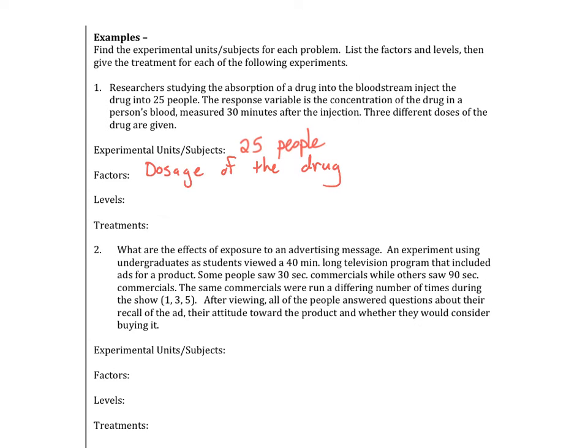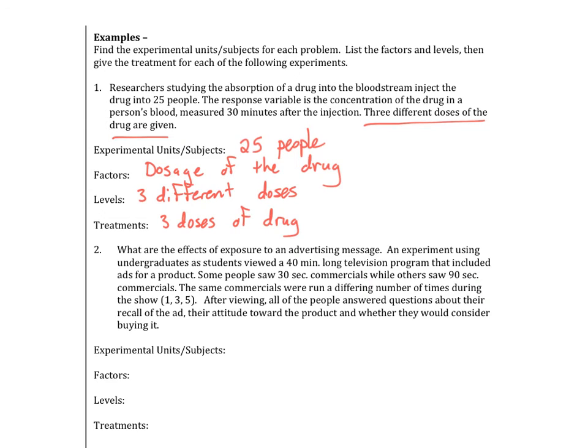That is the thing we change. Okay. The levels is how we change it. So how are we going to change it? It says 3 different doses of the drug are going to be given. So 3 different doses. And then the treatment is 3 doses of the drug. Okay, so that's one example.